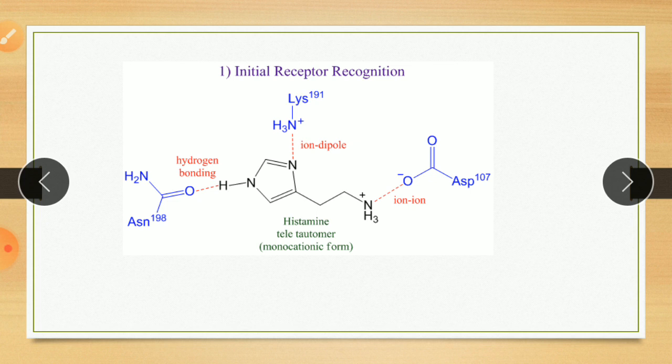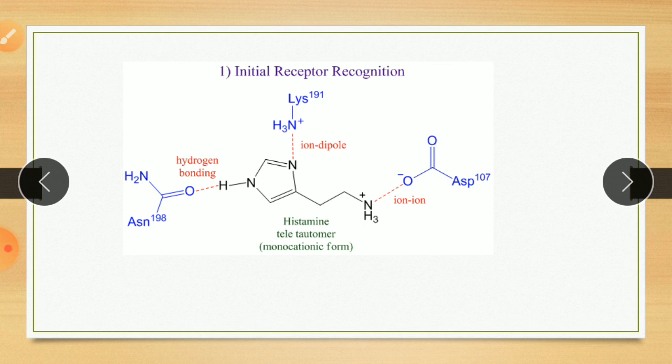Signal transduction of the H1 receptor involves activation of the Gq protein, which stimulates intracellular phospholipase C to hydrolyze PIP2, that is phosphatidylinositol bisphosphate, into inositol triphosphate and diacylglycerol, that is DAG. IP3 promotes intracellular calcium release, whereas DAG stimulates phospholipase A2 and thereby cyclic AMP and nitric oxide synthase production.